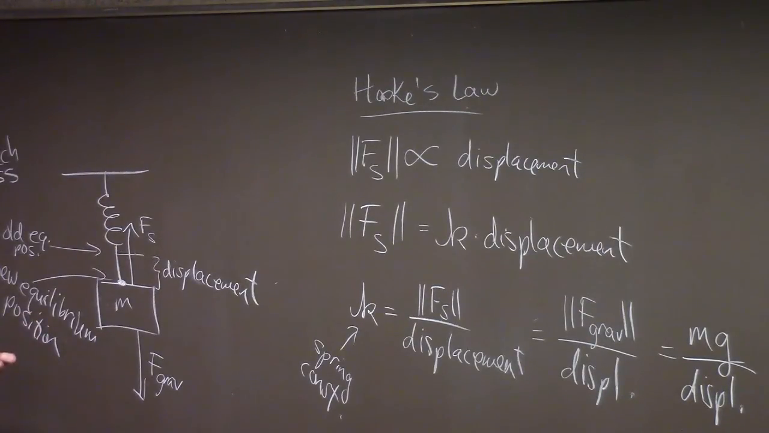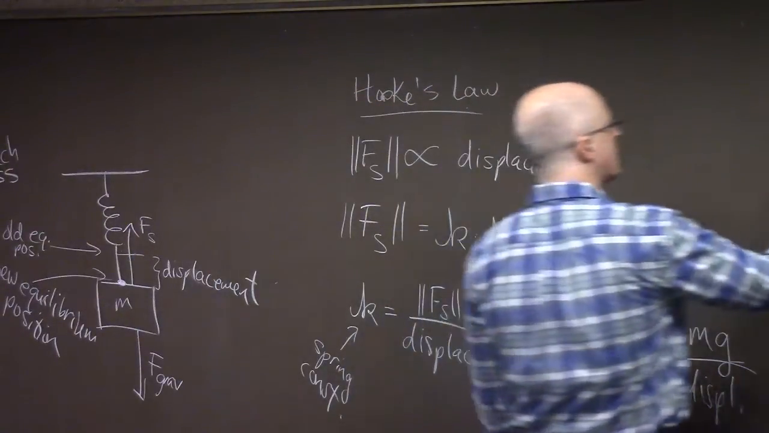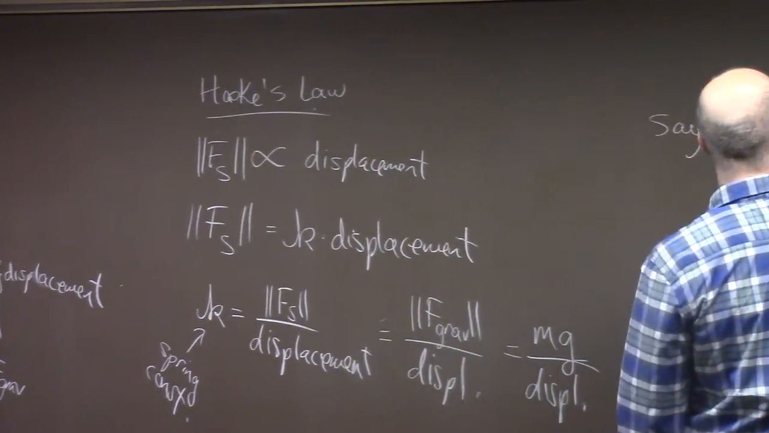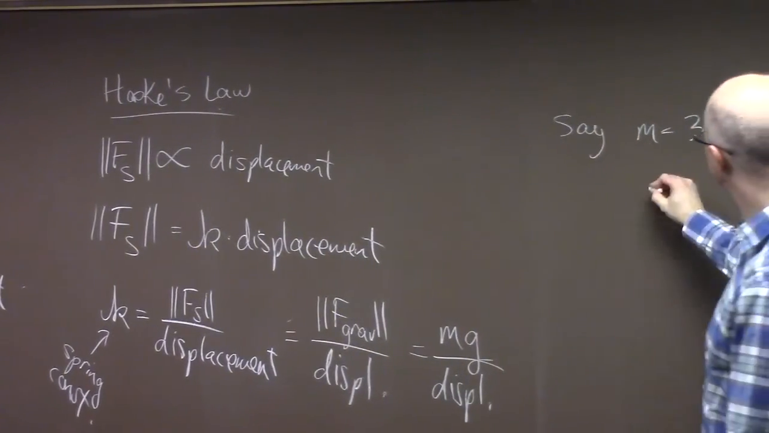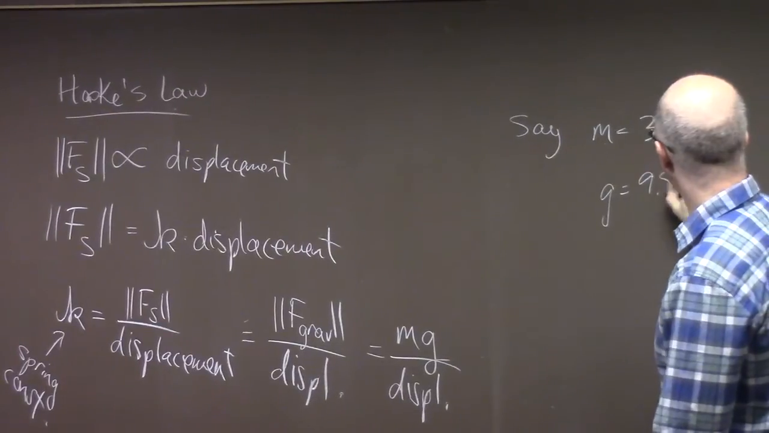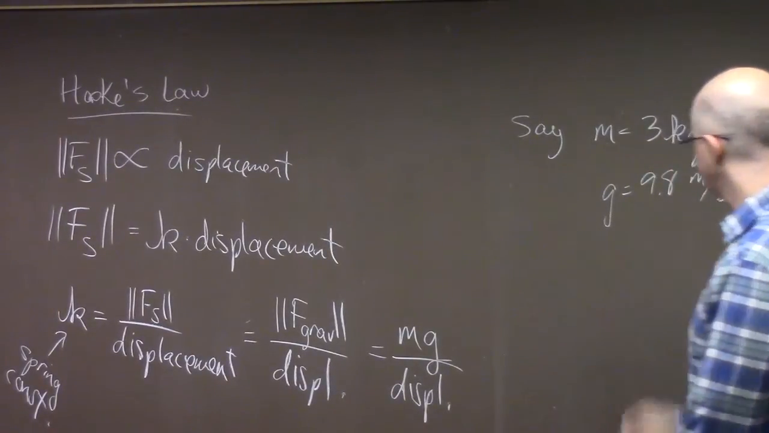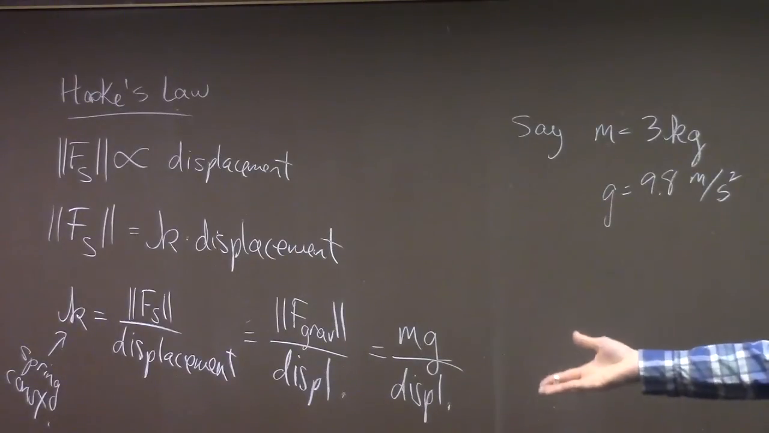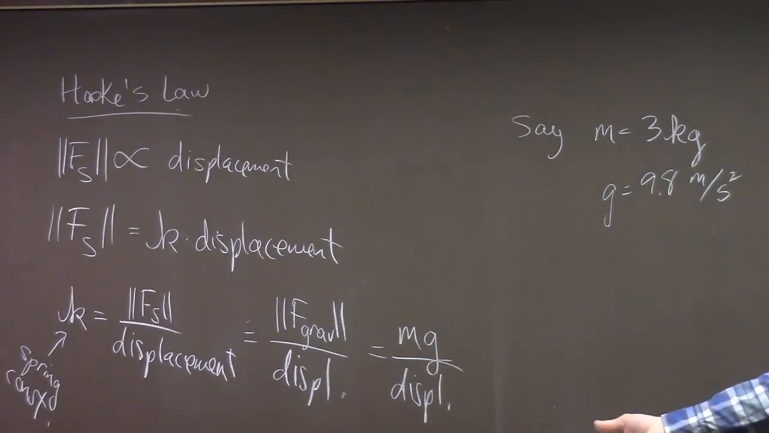Let's go ahead and put some numbers in here. Let's assume the mass is 3 kilograms. g is, again, 9.8 meters per second squared. And let's say the displacement that happens when we attach the mass to the spring and let it go down to a new equilibrium is 0.2 meters.